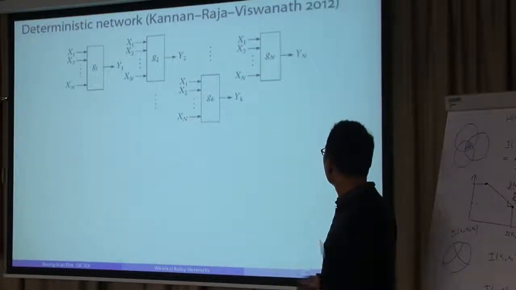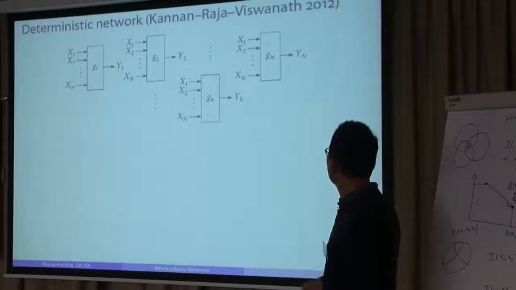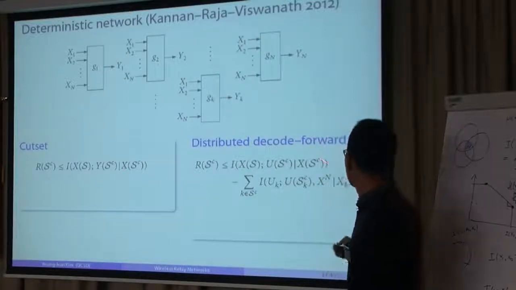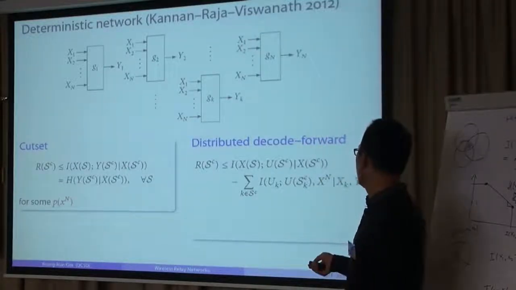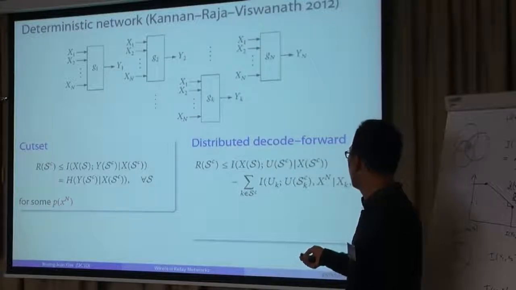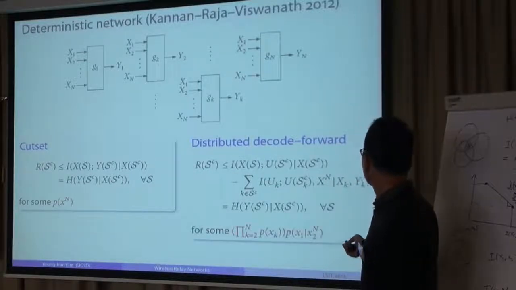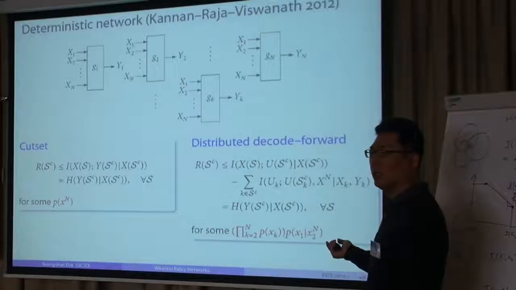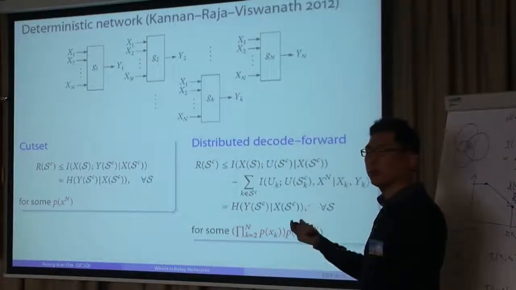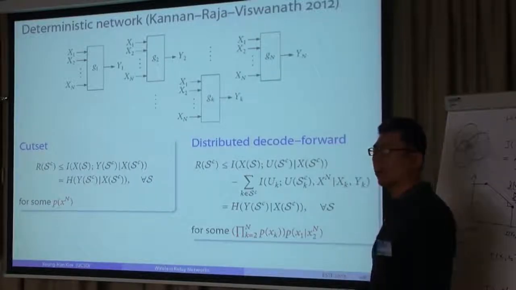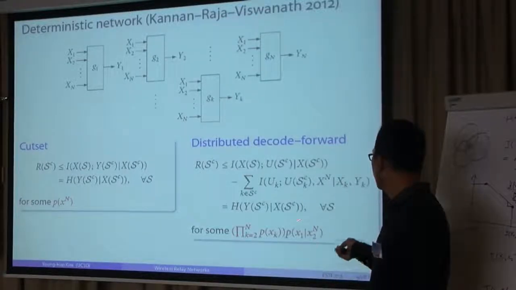For the deterministic case, this was actually studied by Kannan, Raja and Viswanath in 2012. So the cut-set bound becomes like this, and the distributed decode-forward bound becomes like this. Here we have the familiar conditional entropy term as the sum rate bound for all joint distributions. And here, by taking U the same as Y, which is possible because the channel is deterministic, we have just the product form of input distribution with the same conditional entropy.